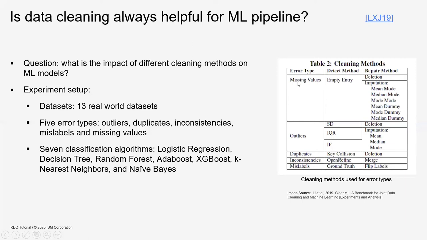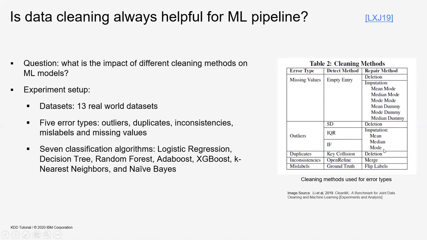this is how the study has defined the error types. For missing values, the detection method is that if an entry is empty, it can be detected as a missing value. And the repair method is that they have used several different types of imputation methods. Similarly, for outliers, the detection method is isolation forest or the use of IQR or SD, and the repair method is either to delete and throw away the outliers or impute data in some useful fashion.